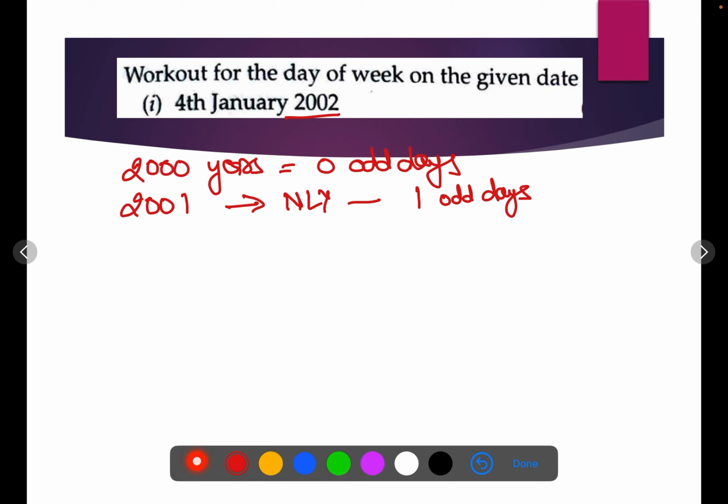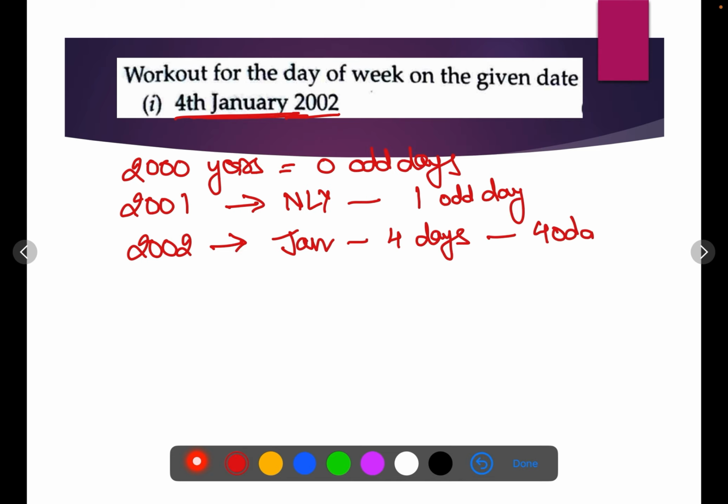Next is 2002. When I come to the same year, I count the number of days in the year. Here it is 4 January, so only January has 4 days. 4 days means 4 odd days. Now, after finding out all, I'll calculate the total number of days.